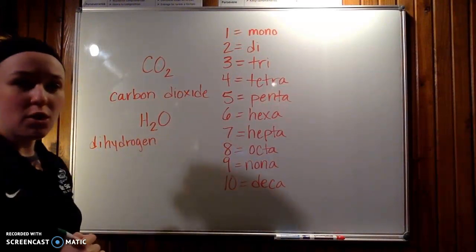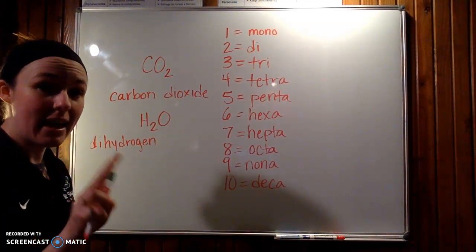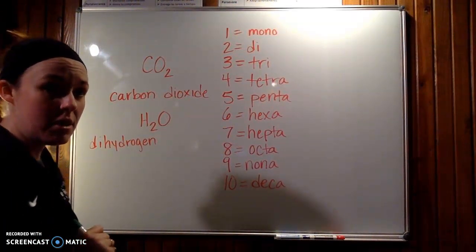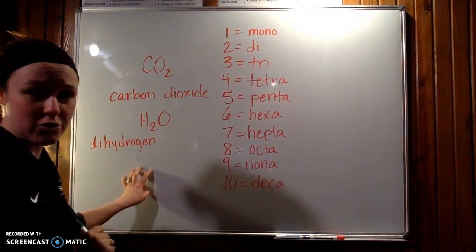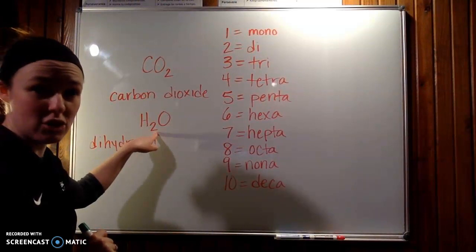Now the rules with naming covalent compounds is the same. We only change the ending of the second element. We leave the first one alone. So the first part of this name is dihydrogen. Again, we picked di because the number of hydrogens is 2.